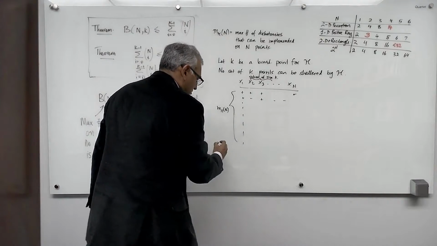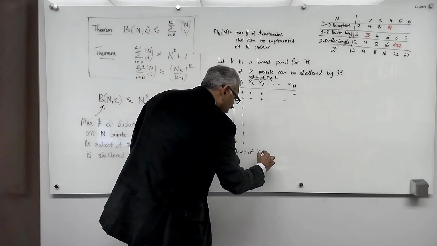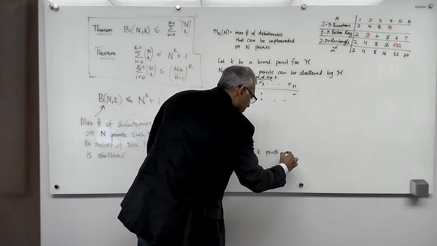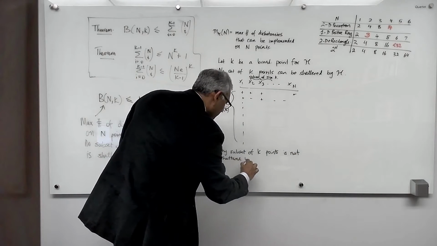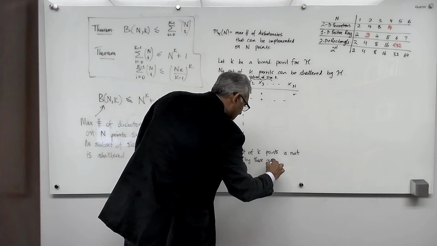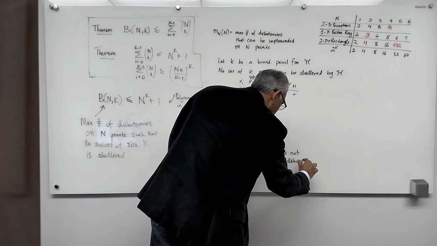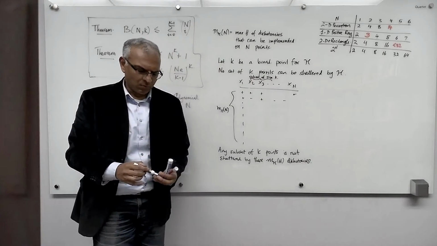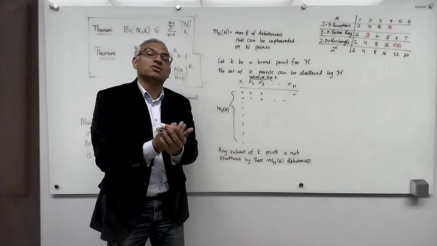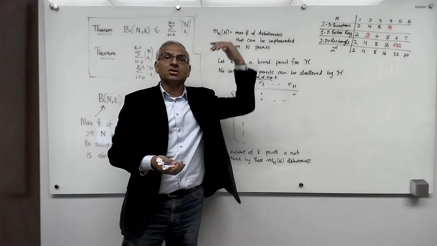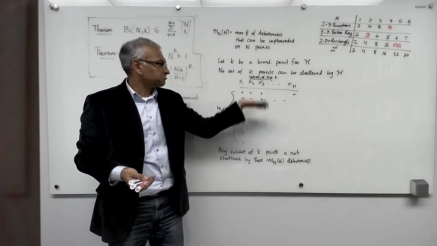So any subset of k points is not shattered by these m sub H of n dichotomies. And why is that? That is because k is a breakpoint. And so there's no set of k points that can be shattered by the dichotomies in H, and these are the dichotomies in H on those k points. So it cannot be shattered.